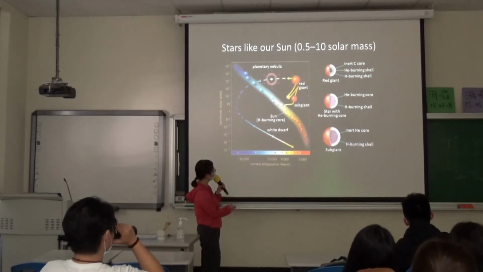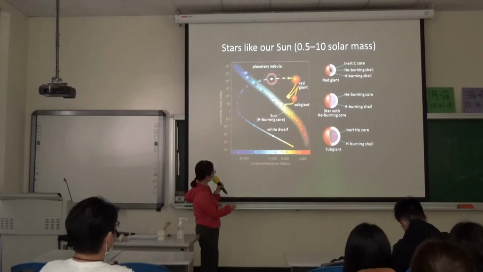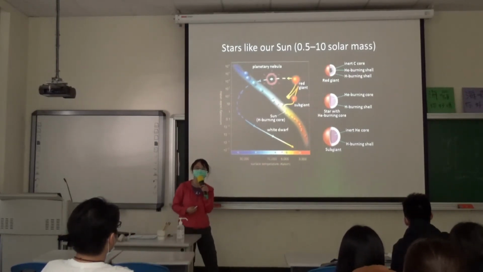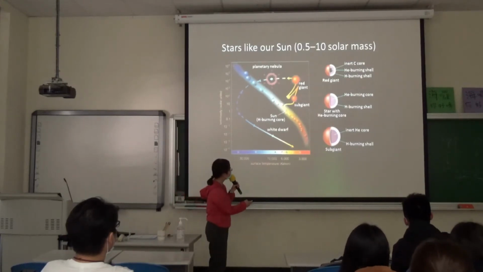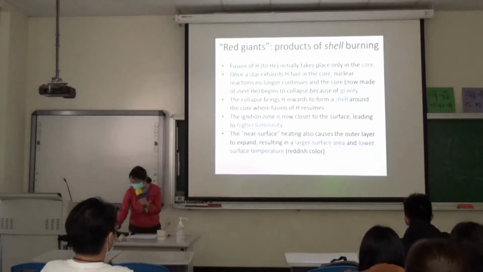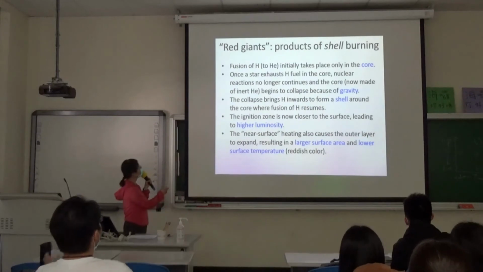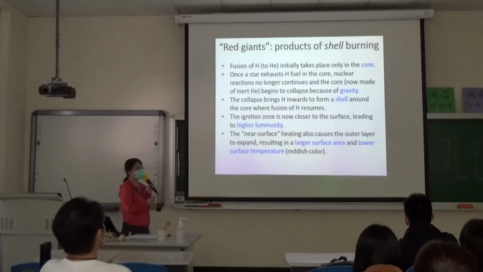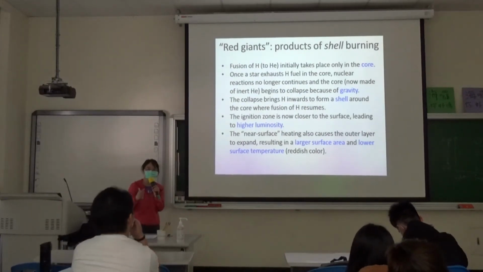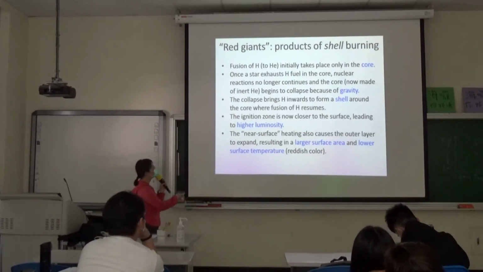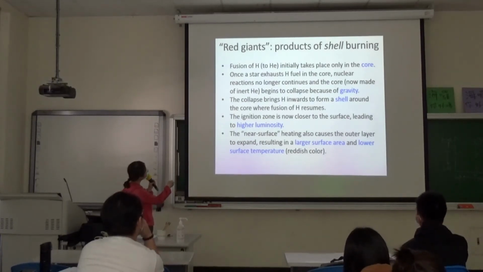This is because at this point, there's already a core of stable helium. Okay, giants. Why are there giants? Giants are the products of shell burning. In the main sequence, all we have is core burning, but for the giants, we have shell burning. So this is the explanation.